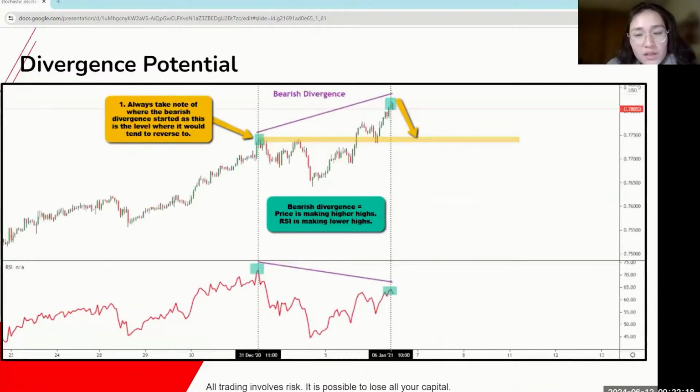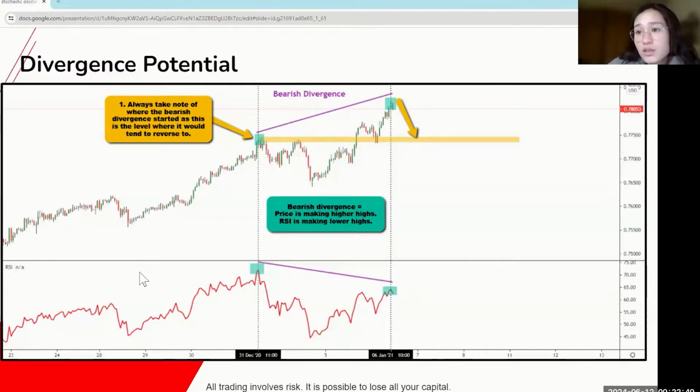Okay. Now let's take a look at divergence potential. So in this example, we have an overlap level. Okay, overlap level is basically when there are swing highs, as you can see here, and a swing low that line up in that same area. And it just means that the bulls and bears respect that area. Okay, so we want to take note of where the bearish divergence started, as this is the level that it would tend to reverse to.